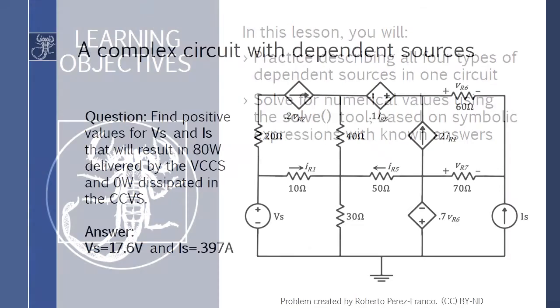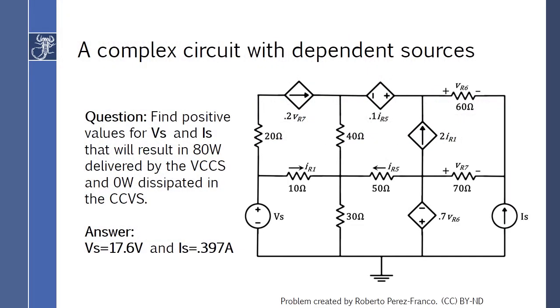This is the circuit. The question is, find positive values for Vs and Is that will result in 80 watts being delivered by the voltage controlled current source and in 0 watts dissipated in the current controlled voltage source. The answers are given here, just so that you have them handy. Let's see how this is solved in Symbulator.